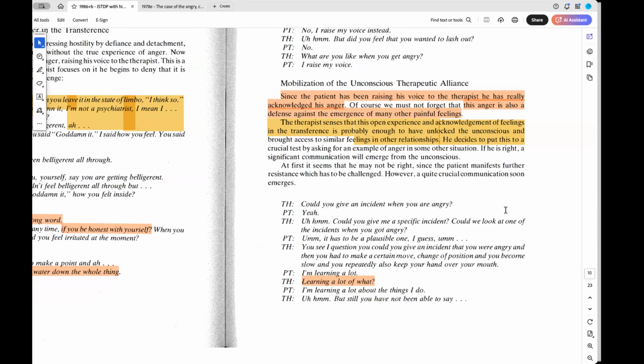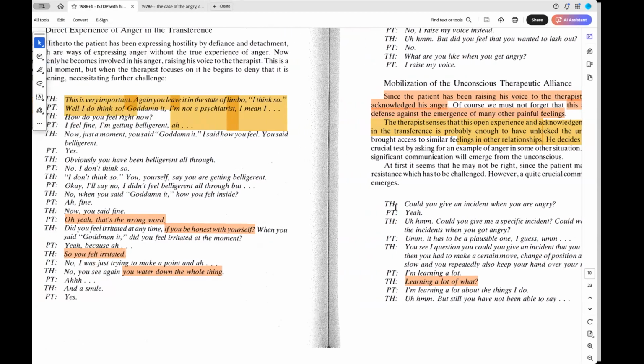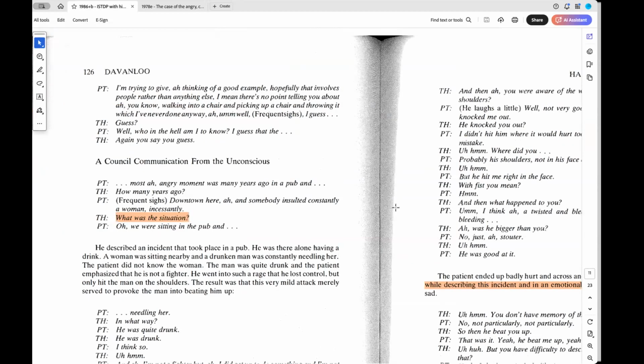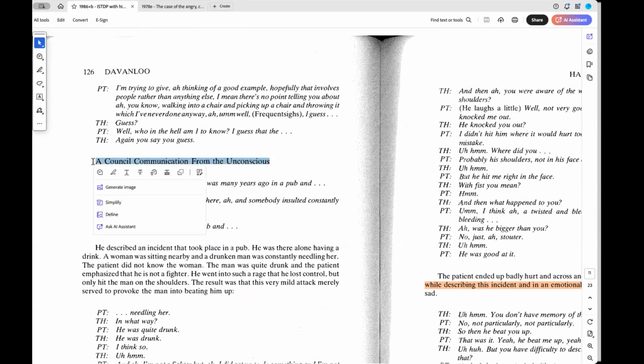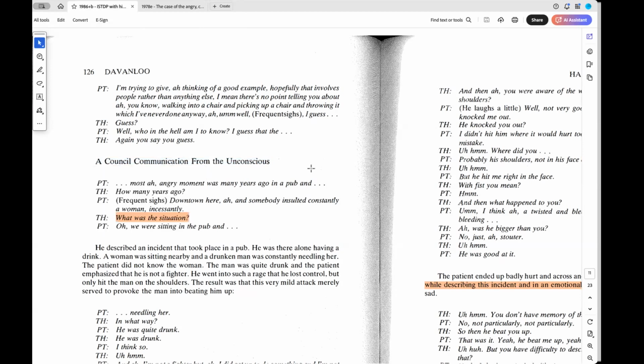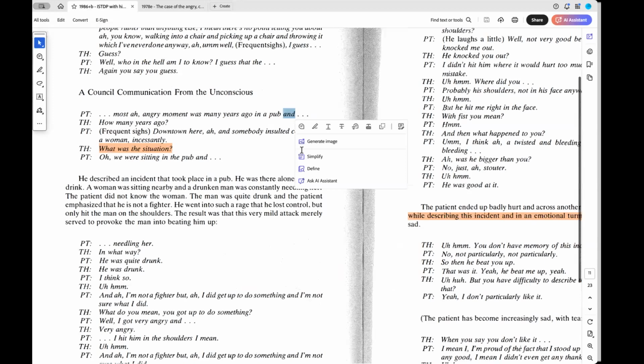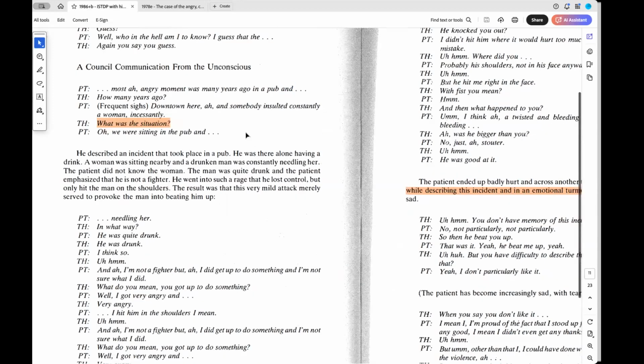So let's see here. After addressing some remaining resistance, the patient eventually comes up with the significant communication that, page 126, Davanloo was expecting, right? The communication involves an instance when the patient was visiting a pub and got into a fight. Here, you can see right here, Davanloo refers to it on page 126 as a counsel communication from the unconscious.